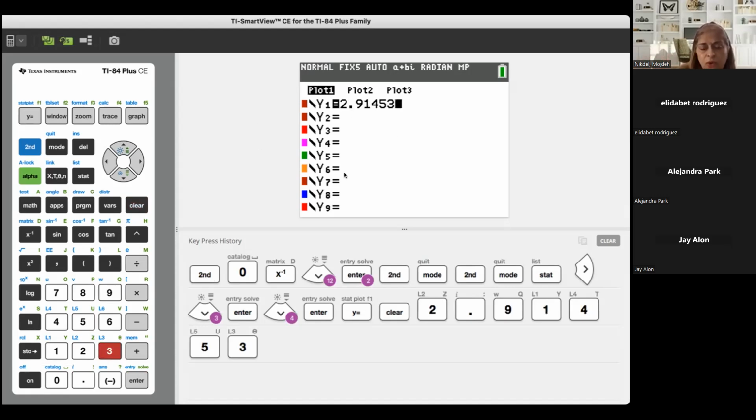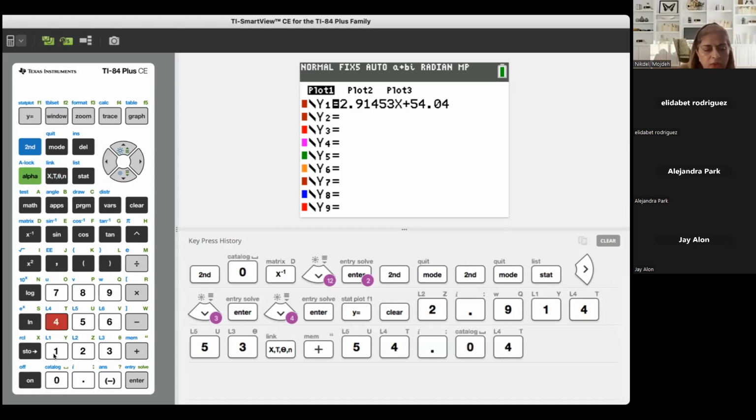Then I have, because it was y equal to ax plus b, A, that's your A value. X, you get it next to the alpha key. Next to the alpha key, there is a key with X, T, theta, and n. Just press this key, it gives you the X value. And what was your B? 54.04153, positive. Plus 54.04153. You don't need to enter the R because I will ask you for the R. You have it written on your piece of paper, then you give it to me.